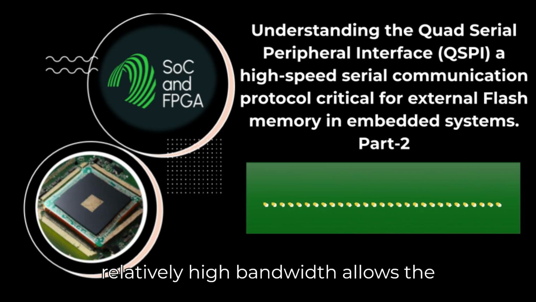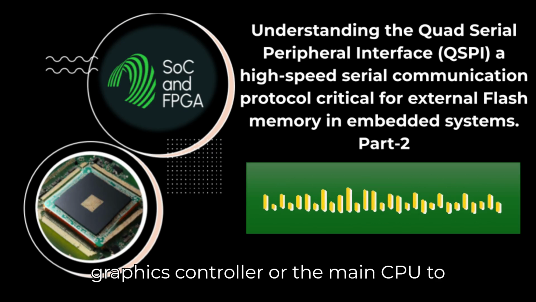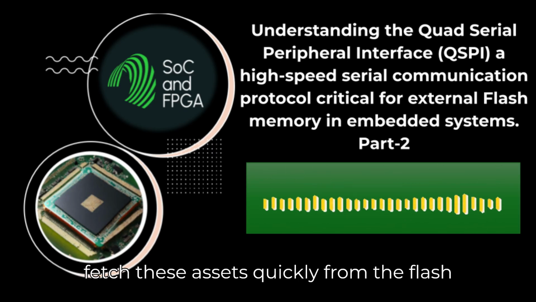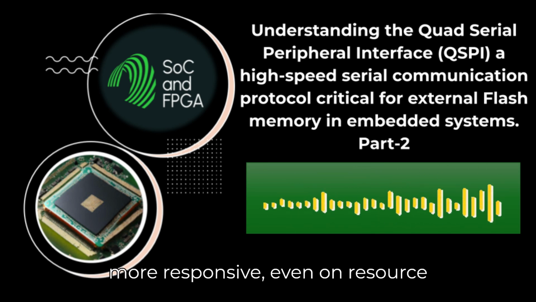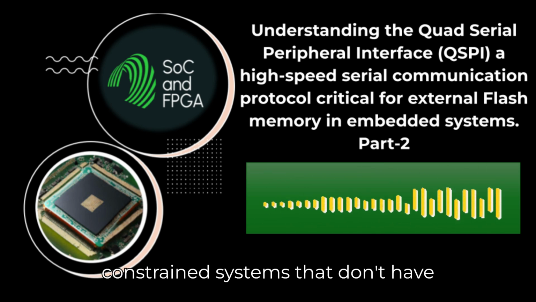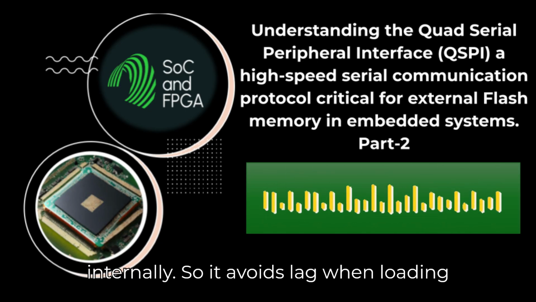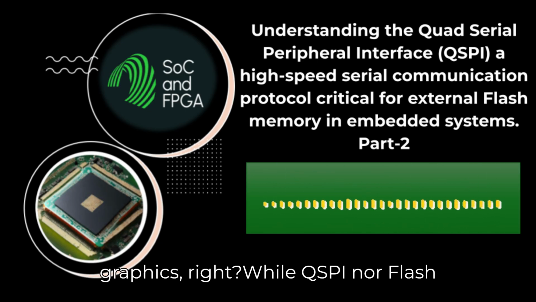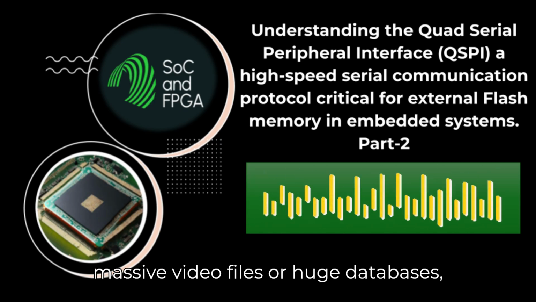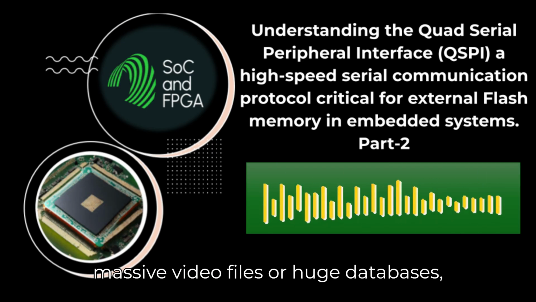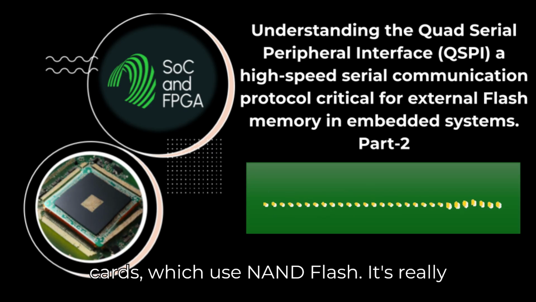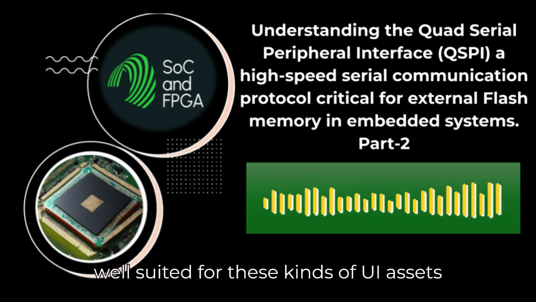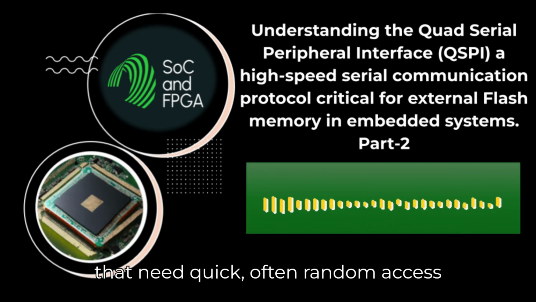QSPI's relatively high bandwidth allows the graphics controller or the main CPU to fetch these assets quickly from the flash memory when they're needed to render the screen. This helps make the UI feel much more responsive, even on resource-constrained systems that don't have enough RAM to hold all the assets internally. So it avoids lag when loading graphics. Right. While QSPI NOR flash isn't typically used for storing, say, massive video files or huge databases, that's more the domain of eMMC or SD cards, which use NAND flash, it's really well suited for these kinds of UI assets that need quick, often random access during runtime.